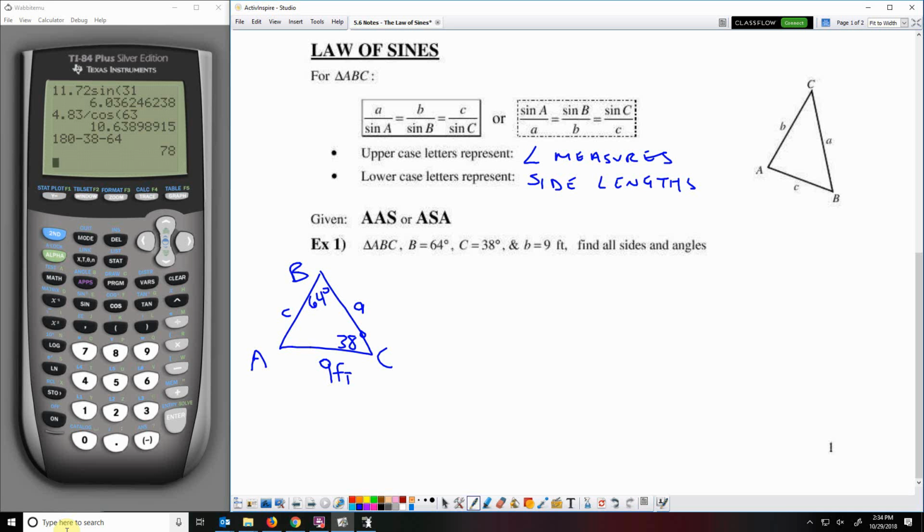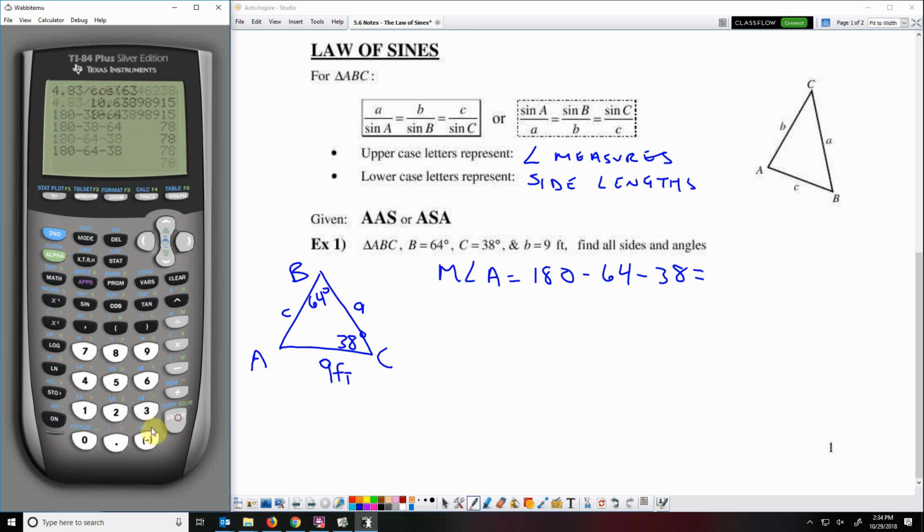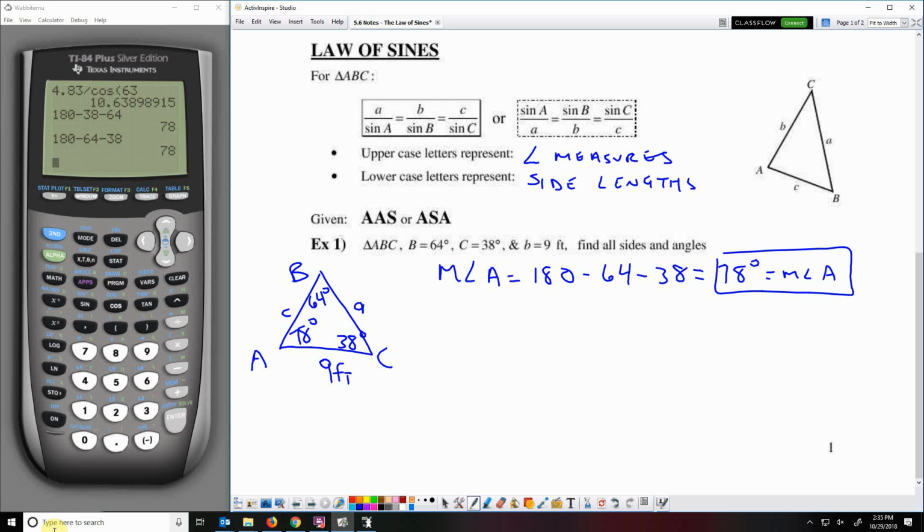Okay, to get the measure of angle A, that's going to be the easiest part. I just have to do 180 minus the two angles that I know. And that's 78. So that's the measure of angle A. So I'm going to write that into the picture also. So now I need the length of side A and side C. So we'll do side A first.